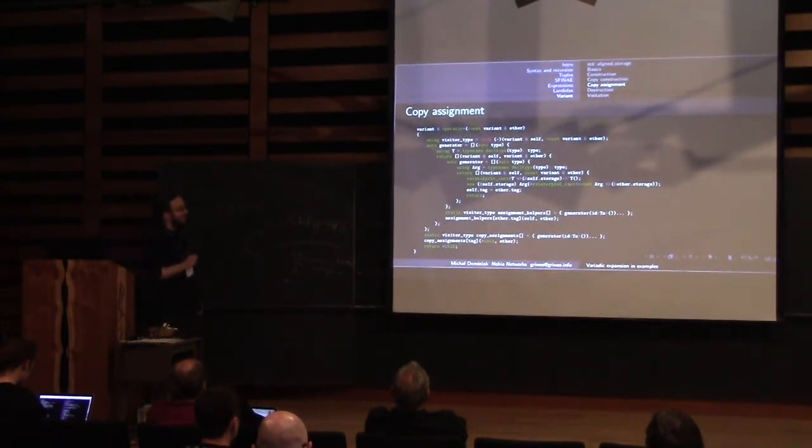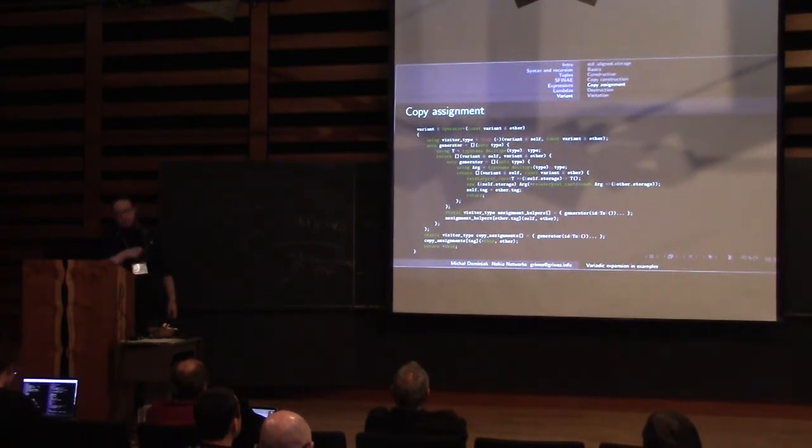Copy assignment. This looked better without the workaround for GCC. So the basic pattern is the same, only nested. So first we dispatch on the tag inside our current variant, the one that we are assigning to. So we destroy the value that's held inside currently. Again, I'm completely ignoring the fact that some stuff may throw. And then we construct the other, we copy construct the value from the other variant inside our storage, and we dispatch twice, and it works.